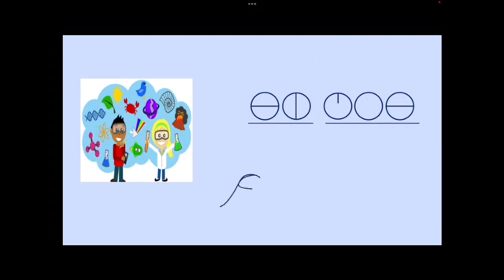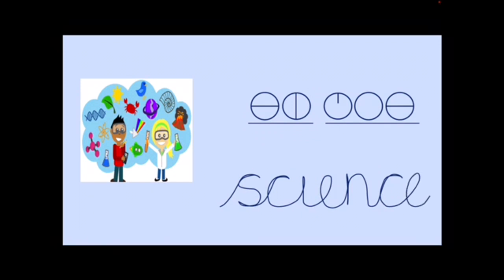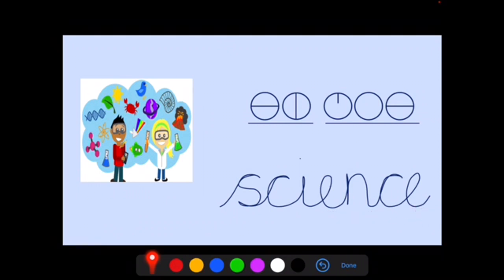So, S is S and C. I for the sound I. And then we have ence, just like in fence and pence. Science. So we use just the letter C followed by an E for the spelling at the end of the word. And we use an S and a C at the beginning. And our creative way of remembering that is to think scientists always double check. So I need an S and a C.